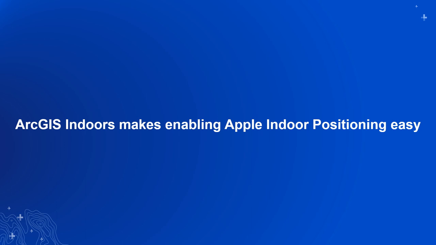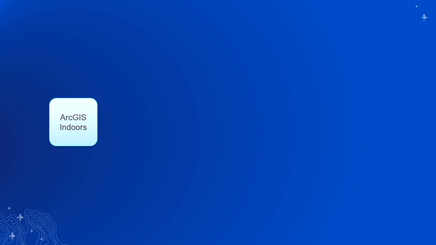So ArcGIS Indoors makes enabling Apple indoor positioning easy, right? Indoors can easily export the data in the format that Apple needs. And ArcGIS Indoors natively understands the signal that Apple is providing to users of its devices. So I'll just give you a quick overview. So let's say I'm using ArcGIS Indoors, and Omar's going to show a lot of the data workflow. So I get a nice map put together, and partners like Safe Software, using their FME product and data interop, are giving us the easy button to go directly from ArcGIS Indoors to what Apple calls its IMDF format.